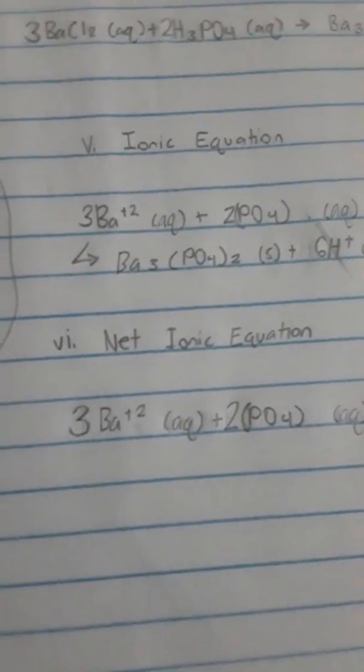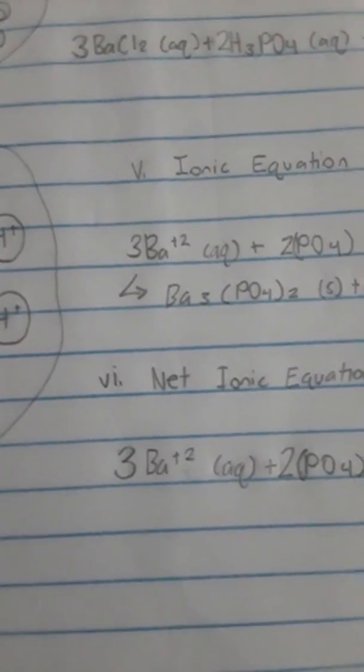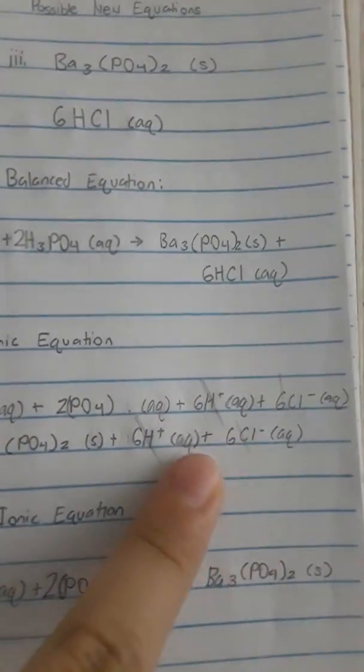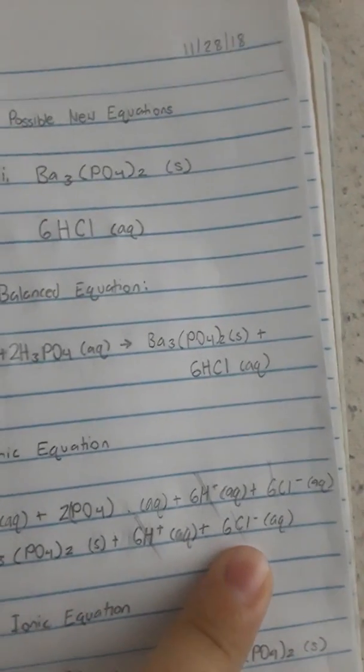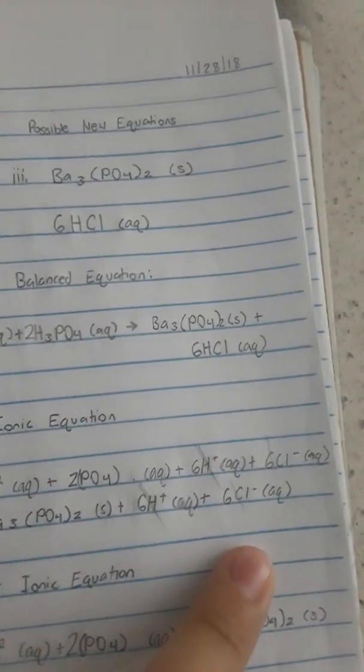aqueous plus 6Cl aqueous. In order to make my net ionic equation, I must remove what is the same in both equations. So because 6H and 6Cl did not change in my final equation, in these equations they're the same, I will remove them. So I cross them out to remove them.